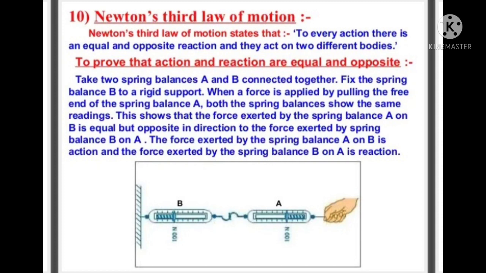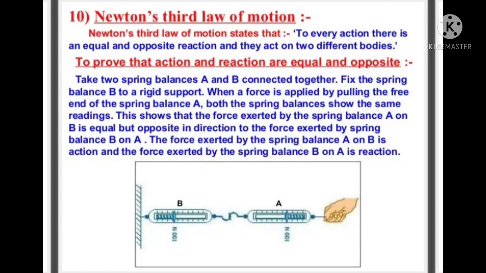Newton's third law of motion states that to every action there is an equal and opposite reaction, and they act on two different bodies. When an object exerts some force on a second object, the second object also exerts the same force in the opposite direction. That is Newton's third law of motion.